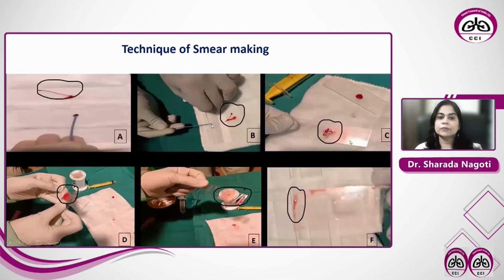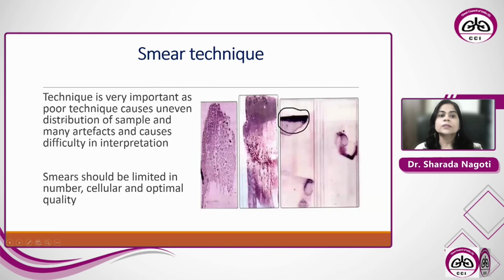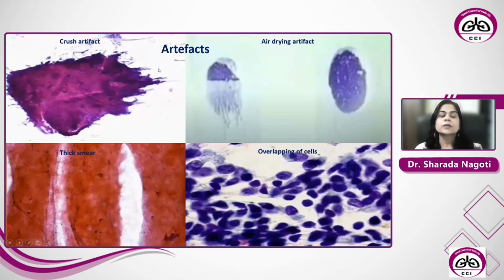Coming to the technique of smear making, the coiled material or the blood clot is taken onto a clean glass slide with the help of this needle, and with the help of another slide, it is gently compressed and a smear is made. The technique of smear making is very important because poor technique causes uneven distribution of the sample and it can cause many artifacts, and this causes difficulty in interpretation of the smears. Smears should be limited in number. They should be cellular and of optimal quality. So these are good smears and these are poor quality smears.